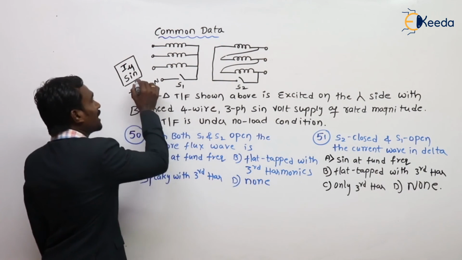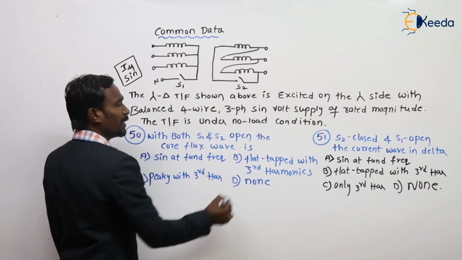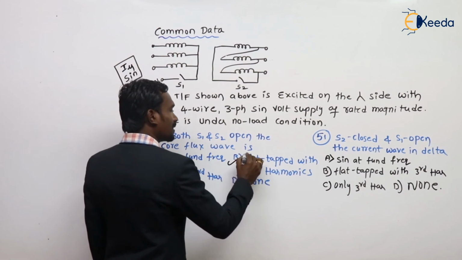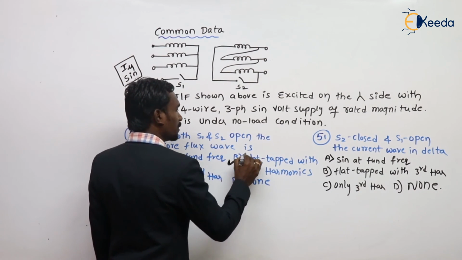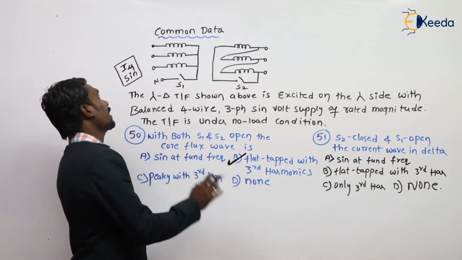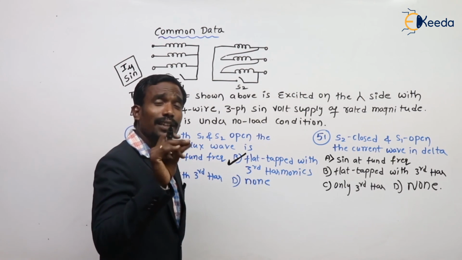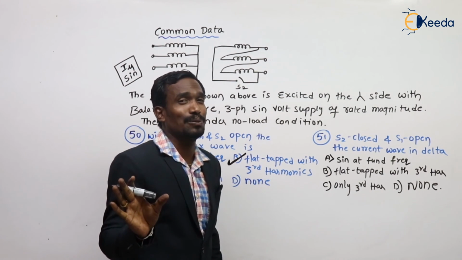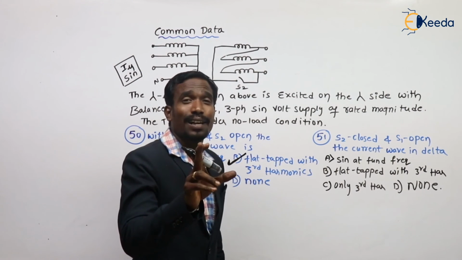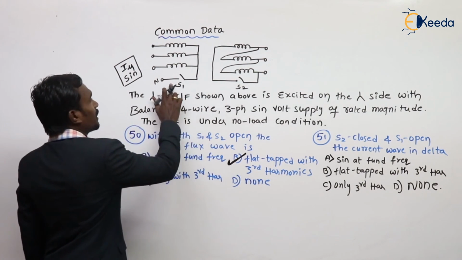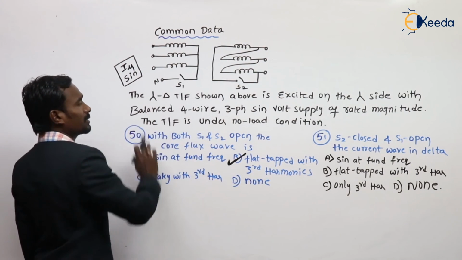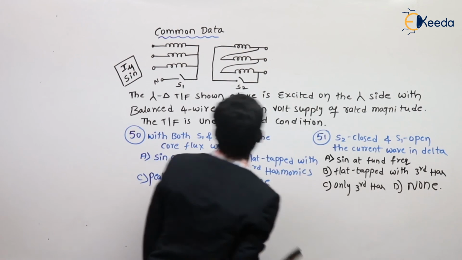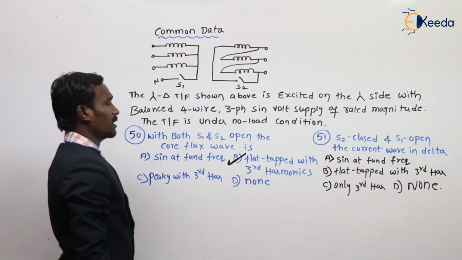If I mu is sinusoidal, then the core flux waveform is flat topped, and the EMF waveform is a peaky wave. Remember this, I told you already. So when both are open, I mu is sinusoidal, and the core flux waveform is flat topped with harmonics. This is the answer to the first question.